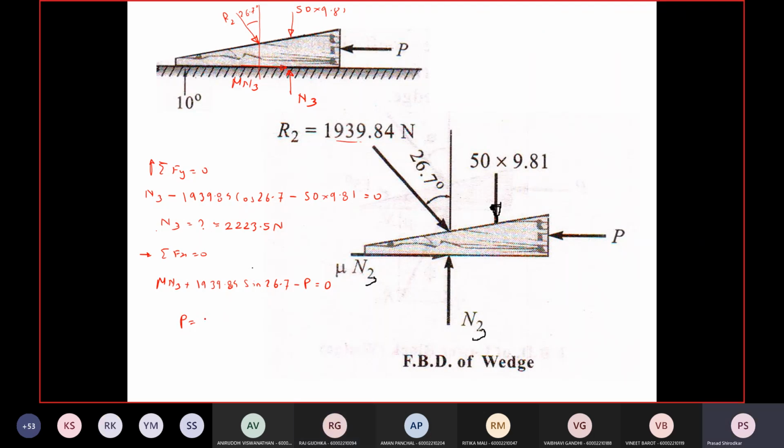3095, no. New N3 it is into new. This is 0.3. 0.3 into this, that is approximately 600, plus this will be sine half of that, so 900. 900 plus 600, it should be around 1500. 1538.66 newtons. All right, so that's the value. Okay, next question.